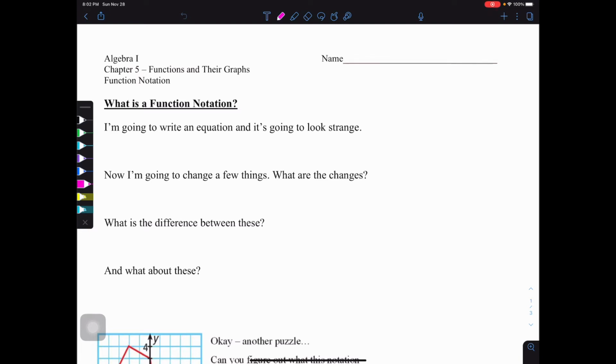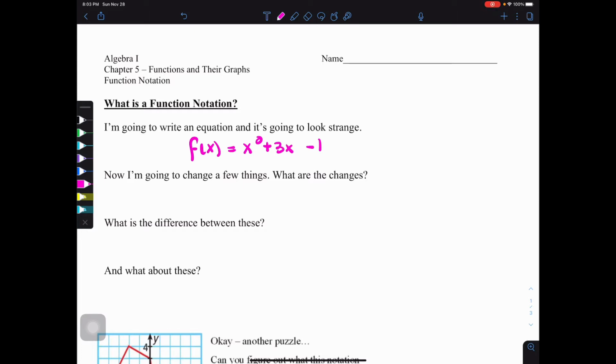Our next lesson is called function notation. So we're going to start with a little activity to introduce you to this type of notation. First, I'm going to write an equation and it's going to look strange. Okay, so there's the equation I'm writing and it should look strange to you. This is not something that you've seen before.